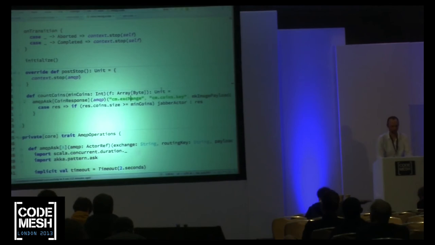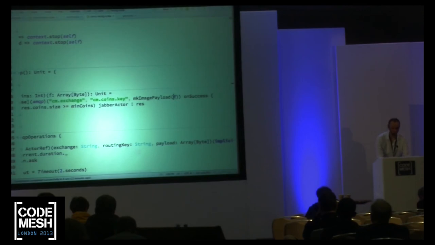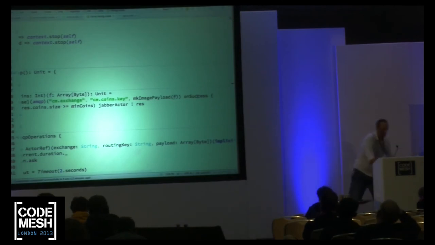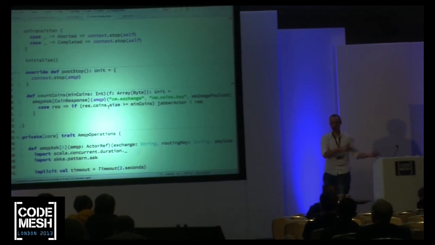It's this bit here that we've now done. So we still return a unit, but what we're going to do is to send a message over AMQP to the CM exchange and the CM coins key by taking the payload of this frame F, and on success of that, so this is a non-blocking operation that's going to start this IO operation, and when it successfully returns, we still need to compare that the number of coins in the result is greater than the number that we requested. When that's true, we're going to send a message to the Java actor. So I suppose this is nearly it. This should really work. So let's just see.